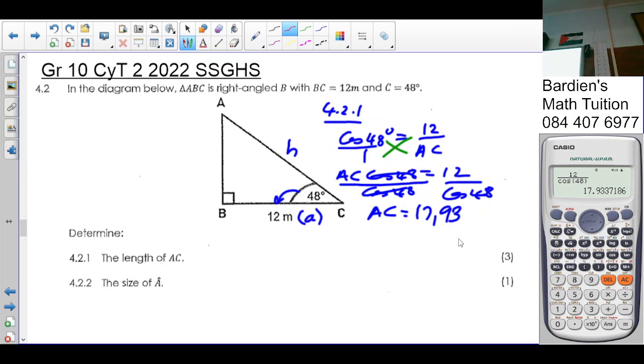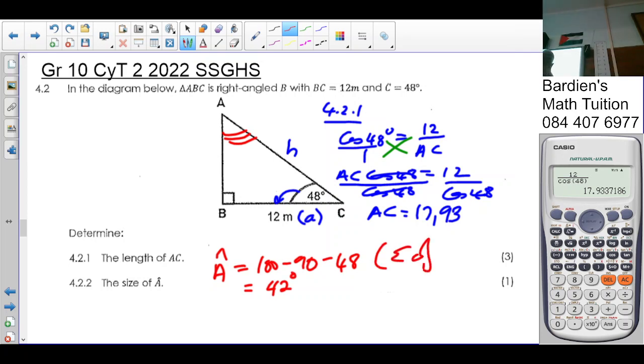4.2.2. Of course, that angle here is the sum of angles in the triangle. So angle A is equal to 180 minus 90 minus 48, which gives you an angle of 43 degrees. That's the sum of angles in triangle ABC. Okay?